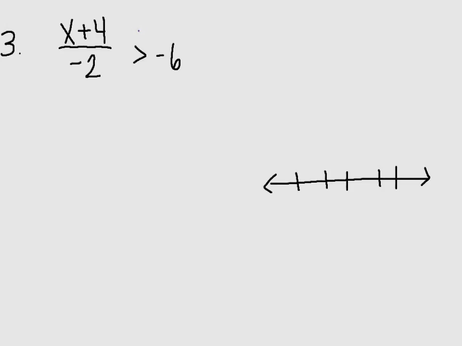For this one, I can't even touch that x plus 2 yet, that x plus 4 yet. I need to get rid of that divide by negative 2. The opposite of divide by negative 2 is times by negative 2. So I multiply both sides by negative 2. My negative 2's cancel and I'm left with x plus 4.